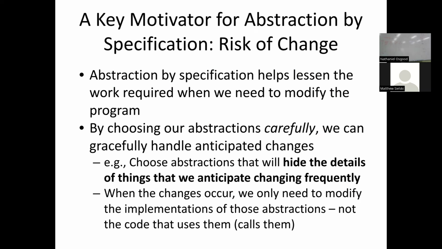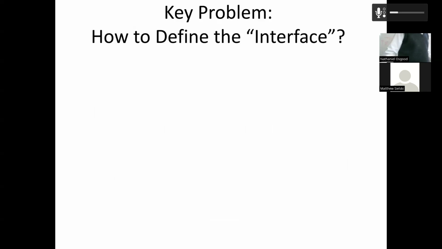And by choosing the right abstraction carefully, we can buffer ourselves against anticipated change. We can hide the details of things behind abstractions, carve them out into things with specifications, so that those details can adapt over time, can change as needed. We just need to modify the implementation, not the rest of the system.